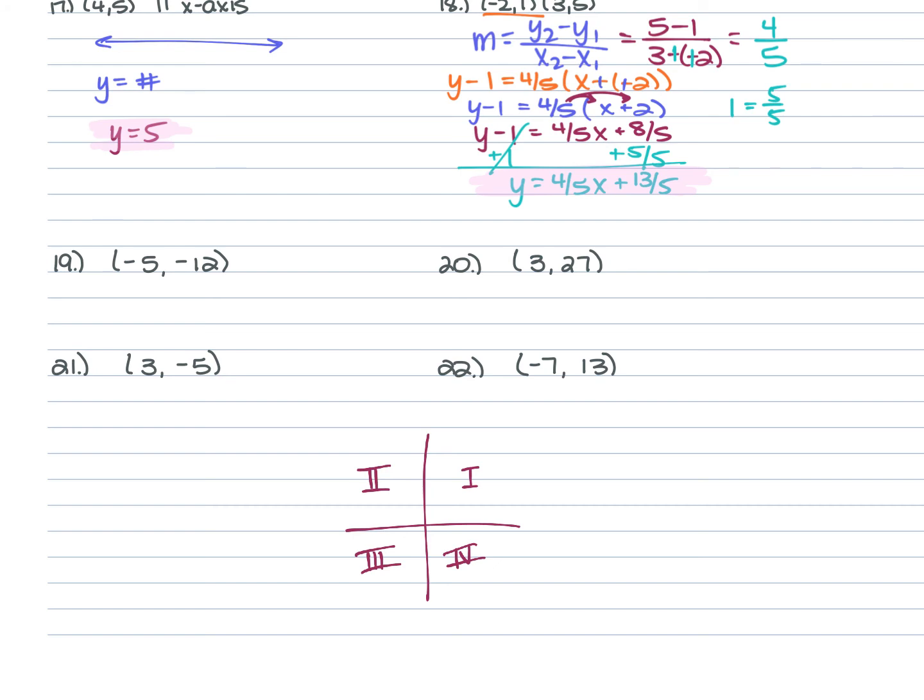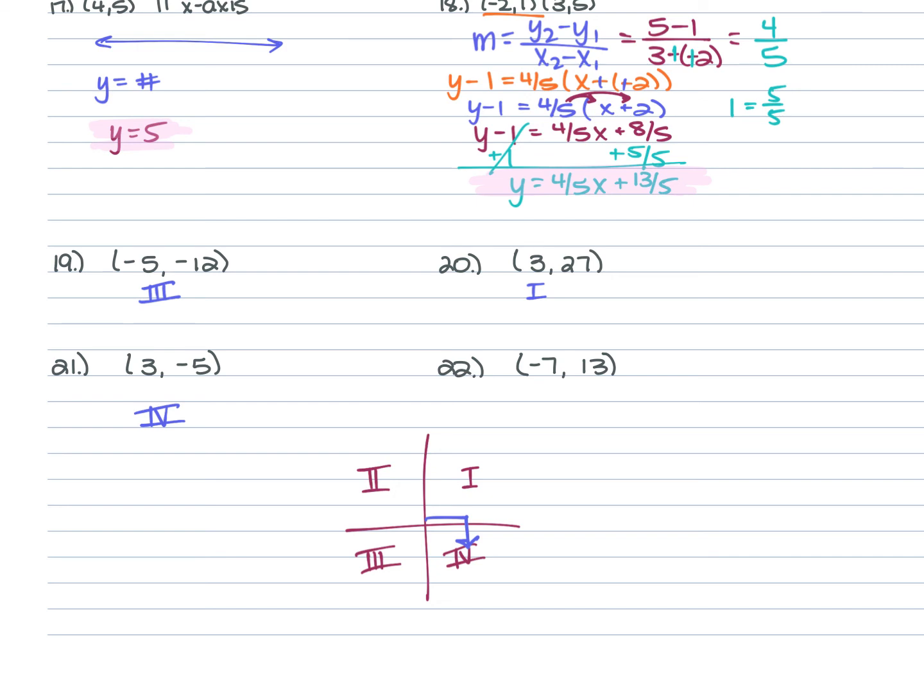For 19, you have negative 5, negative 12, so what quadrant is that in? The third quadrant. For 20, you have 3, 2, 7, what quadrant is that in? 1. Good. What about the 3, negative 5? You're going to the right 3, then down 5. Starting from your origin, if you go to the right 3, then down 5, where are you? The fourth quadrant.